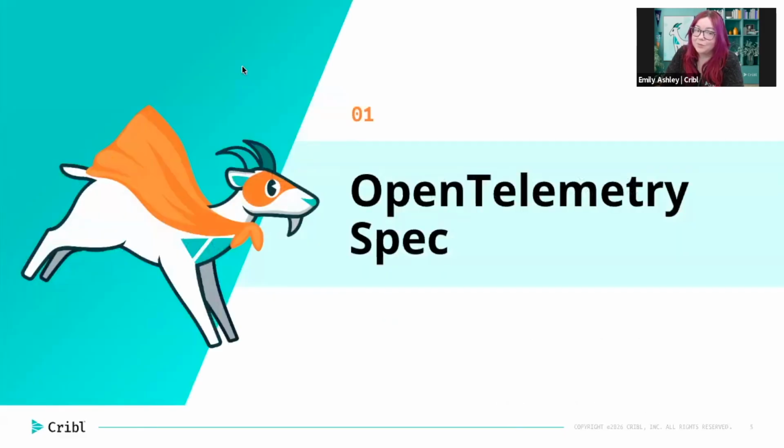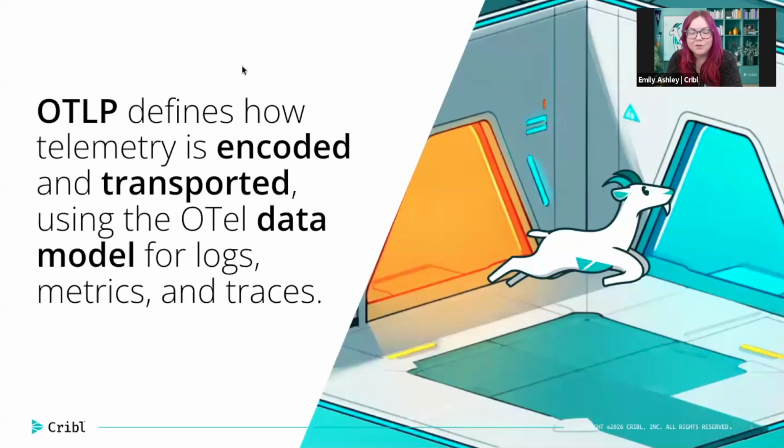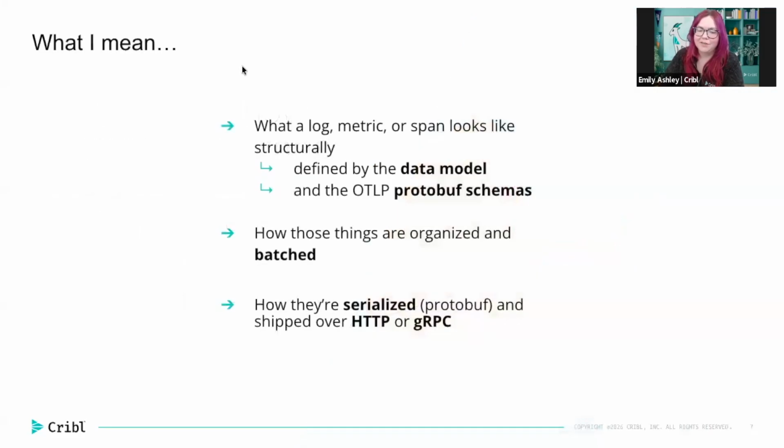So what is OpenTelemetry Spec? OTLP defines how telemetry is encoded and transported using the OTel data model for logs, metrics, and traces. Now, in verbal conversation, I will rarely differentiate between the data model, Spec, and OTLP. So when I say OTLP conversationally, what I'm talking about is what a log, metric, or span looks like structurally, knowing that structure is primarily defined by the data model and the OTLP protobuf schemas, how those things are grouped and batched, and how they're serialized into protobuf and shipped over HTTP or gRPC.